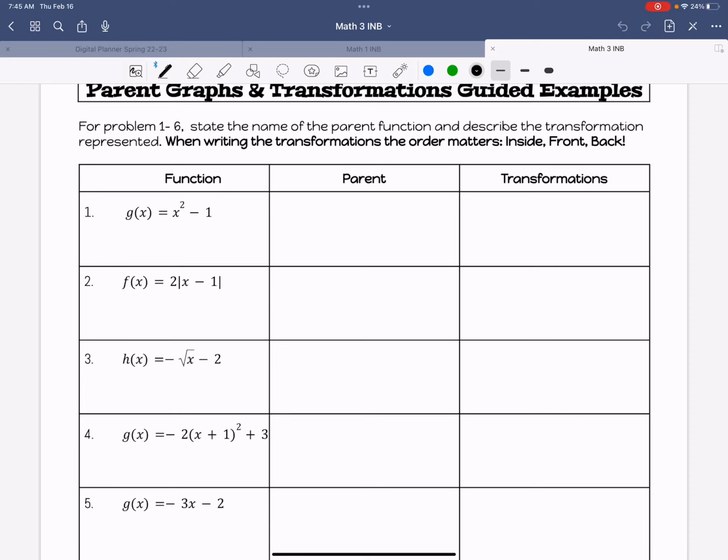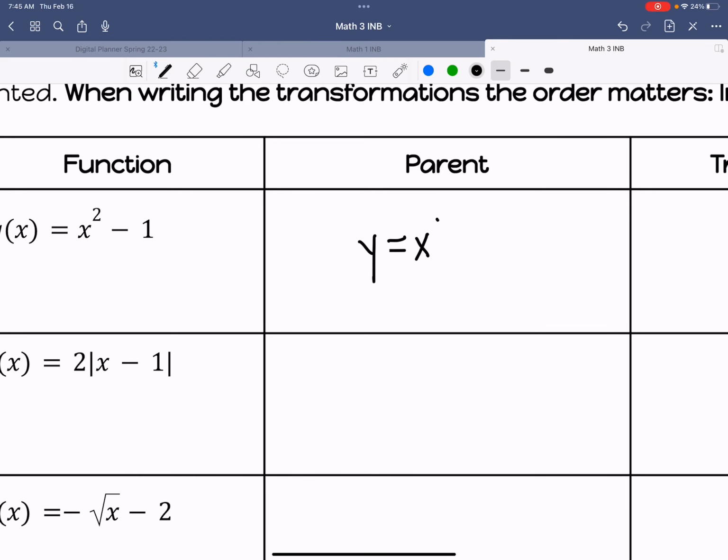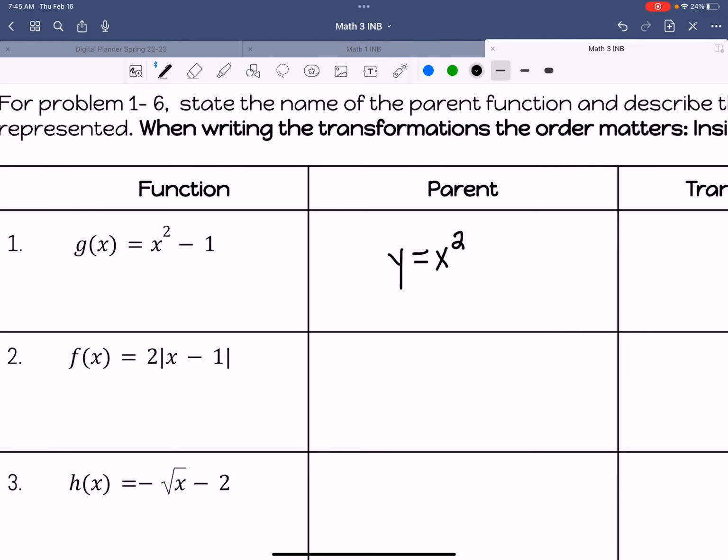All right, so for this video, we're going to be looking at transformations. So for the first one, we have g of x is x squared minus 1. So the parent function is y equals x squared. So it's a squared function or a quadratic function. Now, there's nothing inside with the x, so this is our parent function right here.